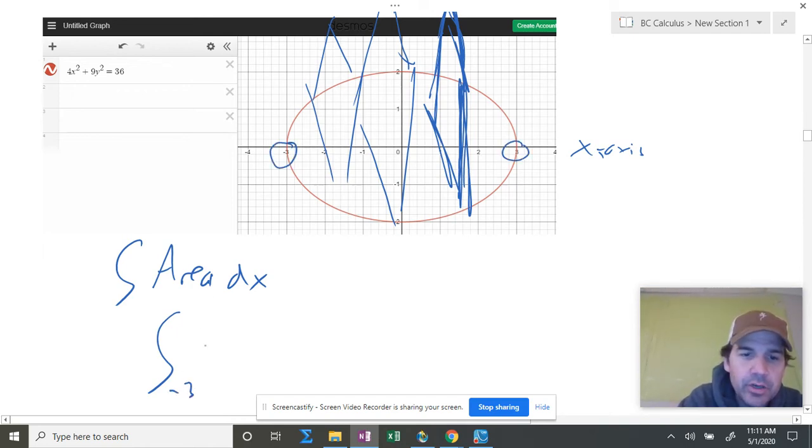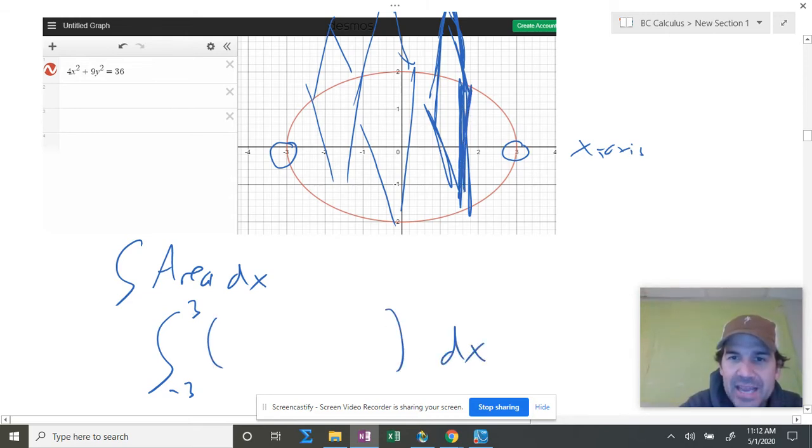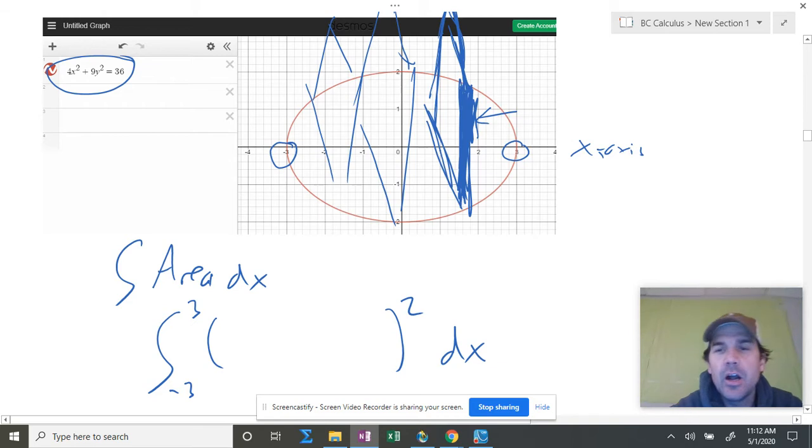So the integral from -3 to 3 of dx of whatever my base is, this whole entire base squared. The area is going to be side length squared, so I need to figure out what this side length is. The first thing I need to do is solve for this piece right here. That's just solving this for y in terms of x. You can let your calculator do that.